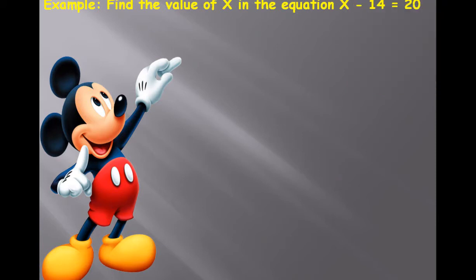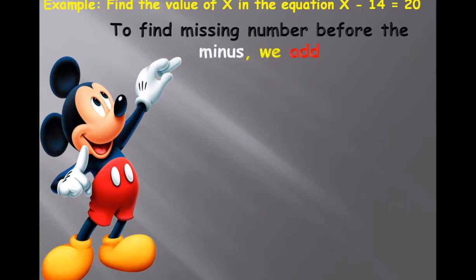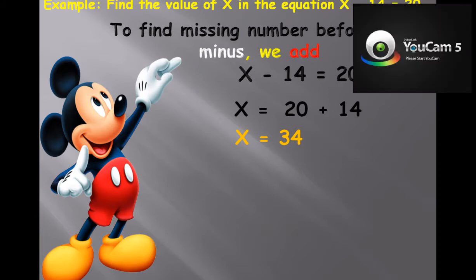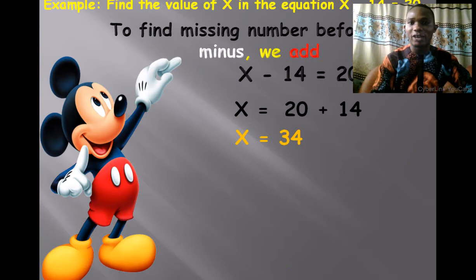Now, Mickey Mouse wants us to answer this question. Find the value of x in the equation x minus 14 is equal to 20. From this, to find missing numbers before the minus, what do we do? Beautiful. We add. Then x will be equal to 20 plus 14. That will give us 34. Then you can actually try it out. 34 minus 14 will give us 20. Good.